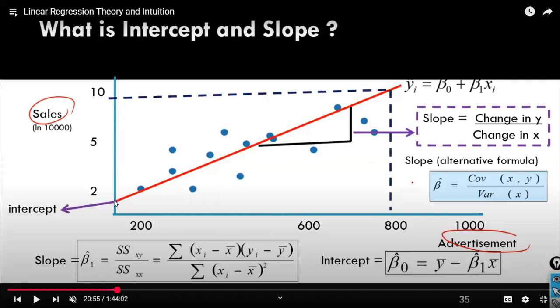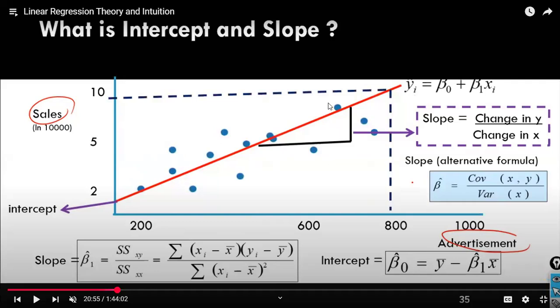Intercept is pretty straightforward. The point where the line touches the y-axis is called your intercept. You might be asking why the line touches here only. Can't this line touch here? If the line touches here, the line will become like this. When you draw a line somewhat like this, a few of the values are closer to your line, but a few values will be too far from the line.